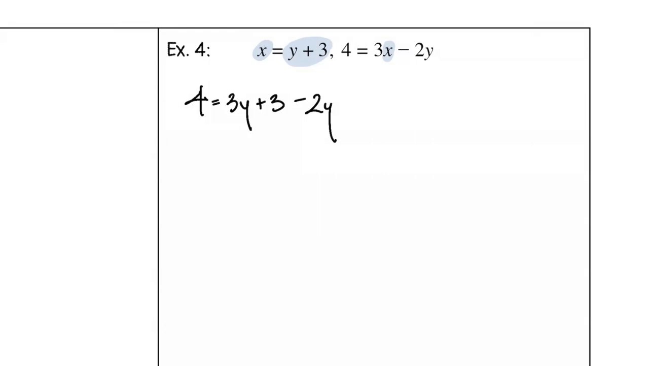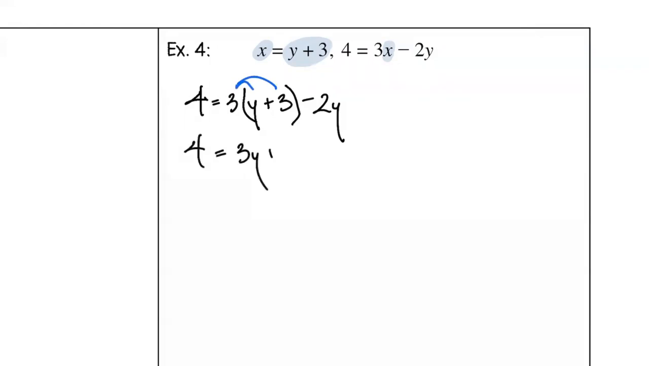Why is that false? Because you have to distribute the 3 to the plus 3, so it'd be 3y plus 9. Exactly, right? We're missing a very critical set of parentheses here. So we want to just make sure we do that so that we can distribute to everything we need to distribute. And we get 4 equals 3y plus 9 minus 2y.